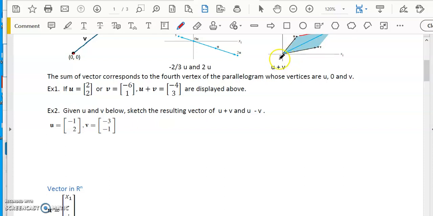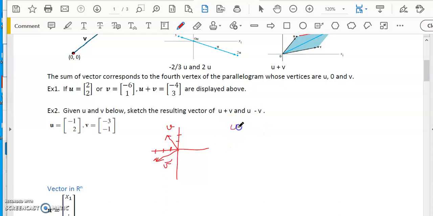If I have 2, 2 and -6, 1, then u plus v would be -4, 3. So I can draw the picture. Let's draw the pictures of u and v, where u is, let me draw the picture, 2 and 2. V is -3, -1. So the first is u, the second is v.